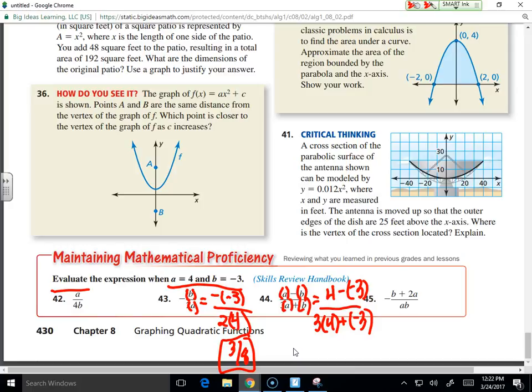So I have 4 minus negative 3. On the bottom, I have 3 times 4 plus negative 3. How does PEMDAS tell me to deal with this? This is number 44 in your homework. How does PEMDAS tell me to deal with that? You have to distribute it.